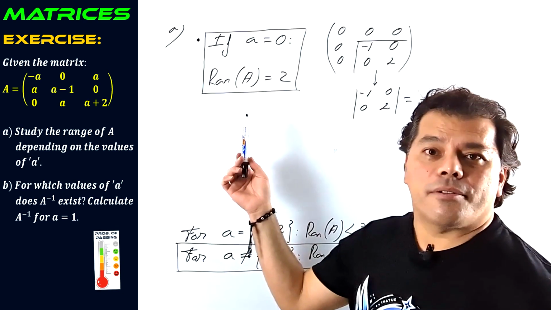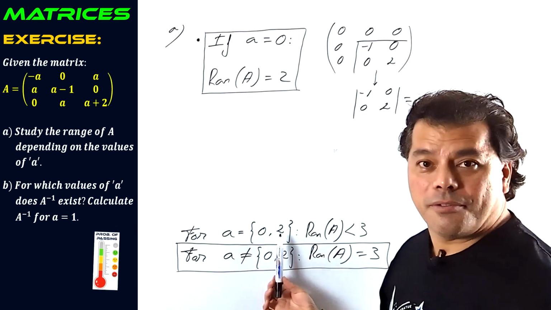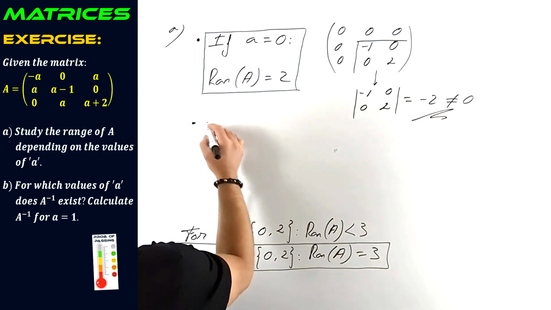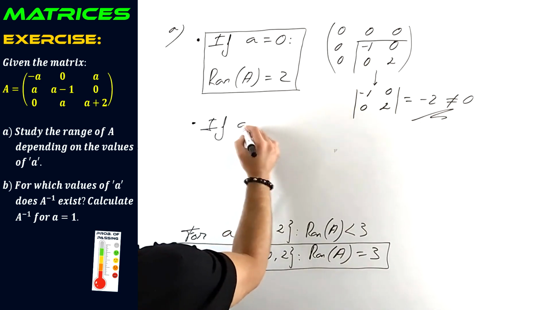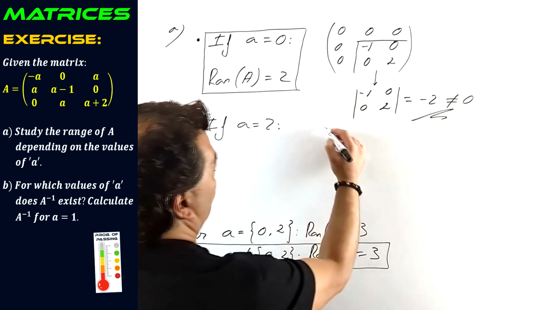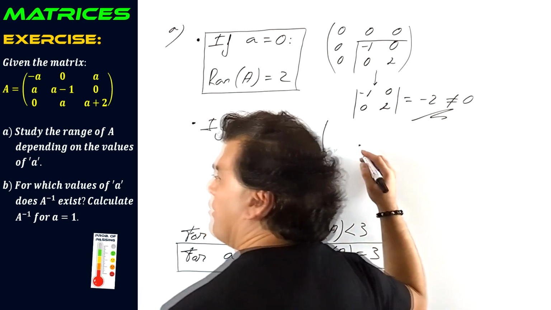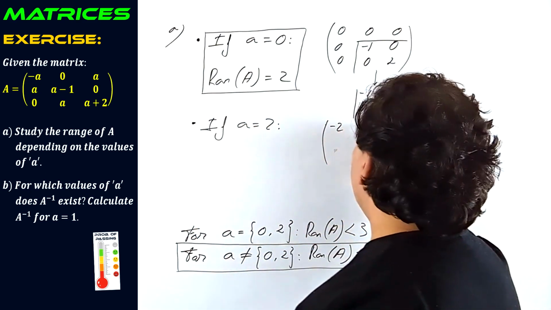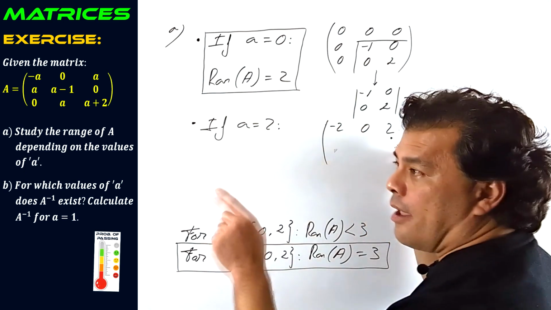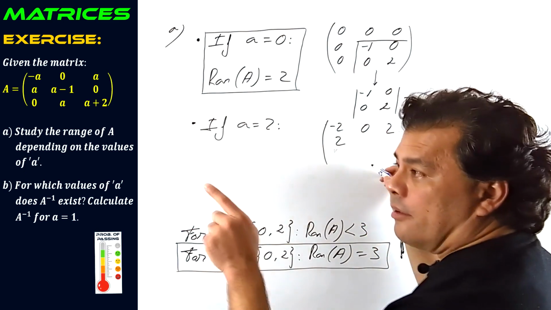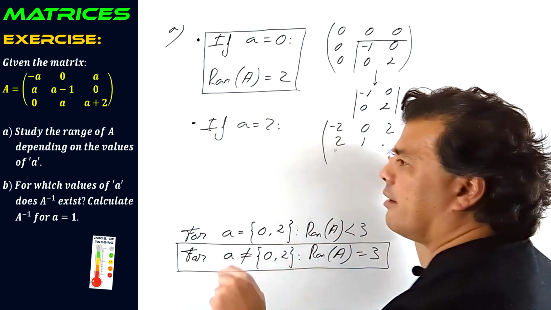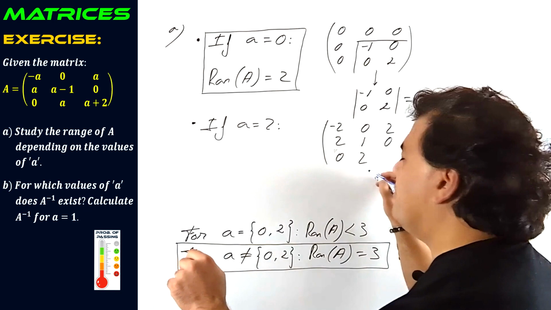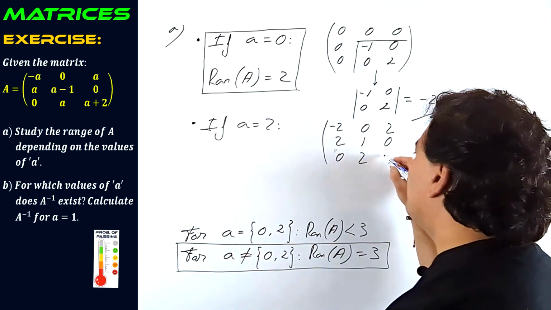And finally, what's going to happen if the parameter equals 2? Let's do the same. Let's write our matrix. If a equals 2, let's write our matrix with the parameter being 2. That is negative 2, 0, 2, 2, 2 minus 1 is 1, 0, and 0, 2, 2 plus 2 is 4.